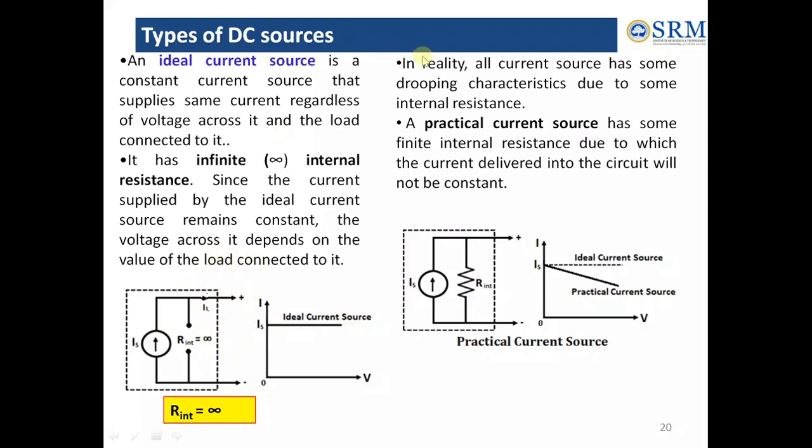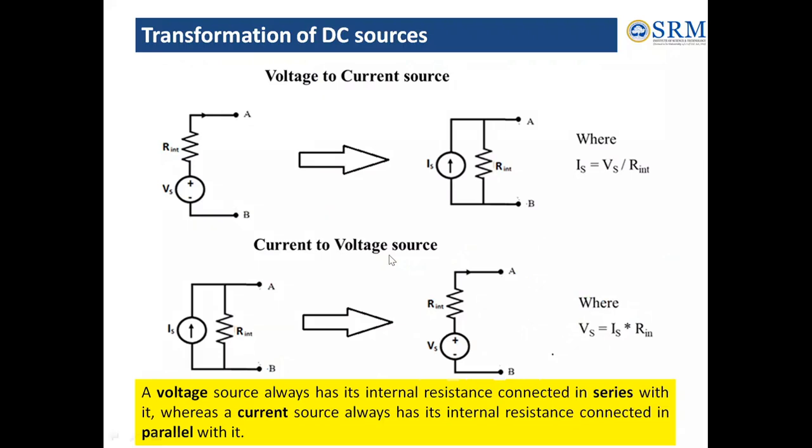So in reality, we can see that all current sources have some drooping characteristics due to a small internal resistance. Here also, in the practical case, there is a small internal resistance connected in parallel. So a practical current source has some finite internal resistance, due to which the current delivered to the circuit will not be constant. It drops off. Now we will see the transformation of DC sources.